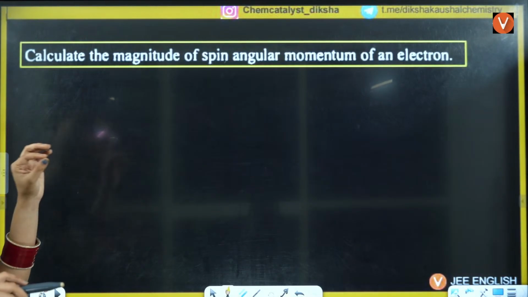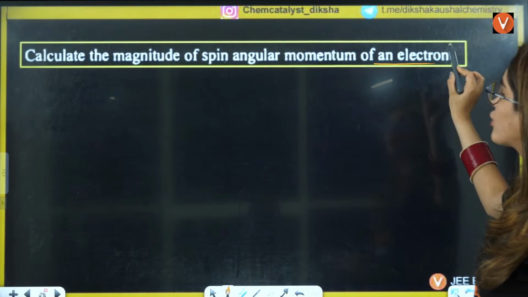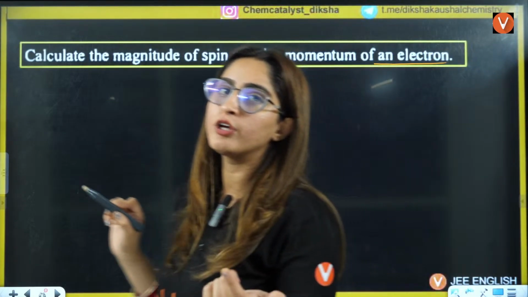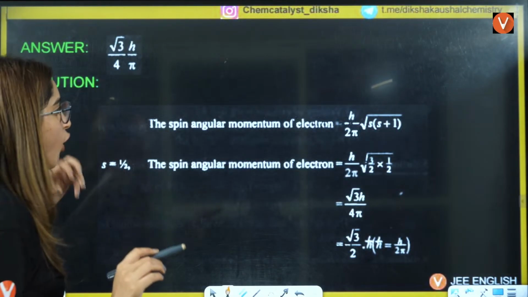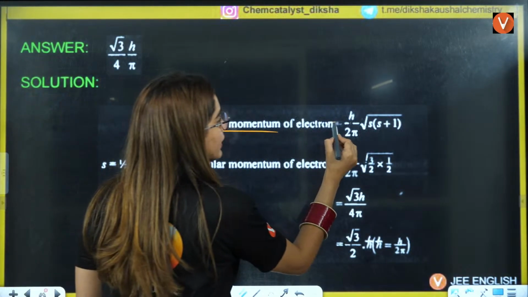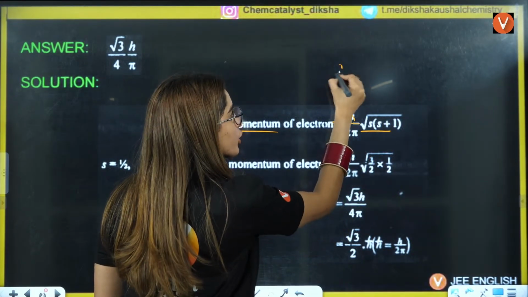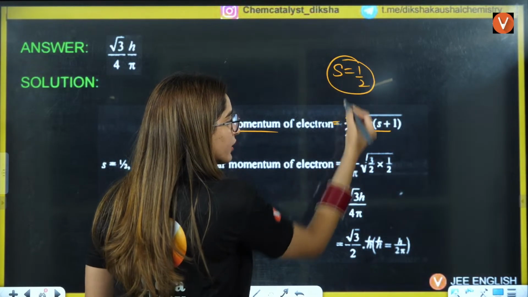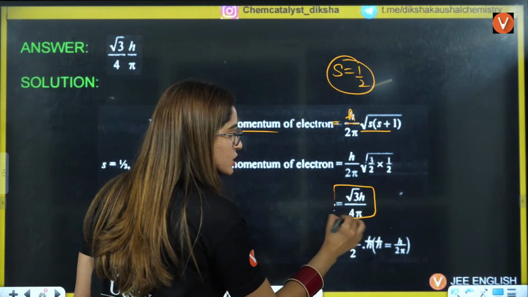Next is calculate the magnitude of spin angular momentum for an electron. For an electron, spin will be half only. The formula you should know for spin angular momentum is h by 2 pi under root s(s+1). You put the value of s equal to half here. When you put the value of s as half, this is what you will get.